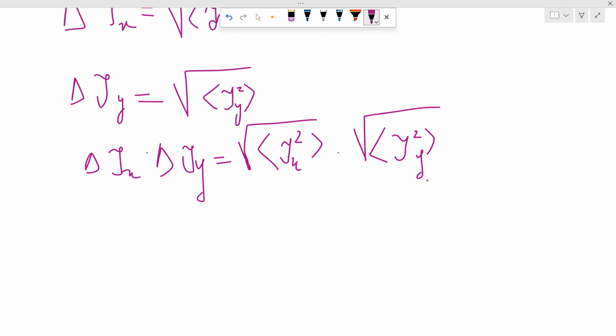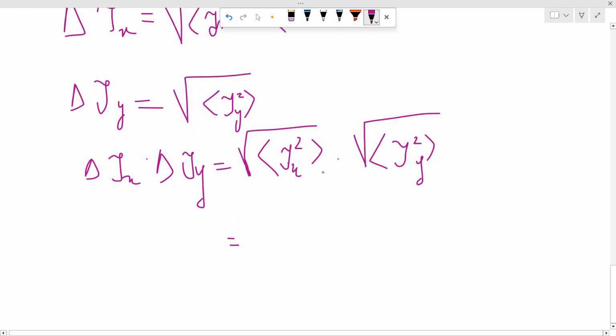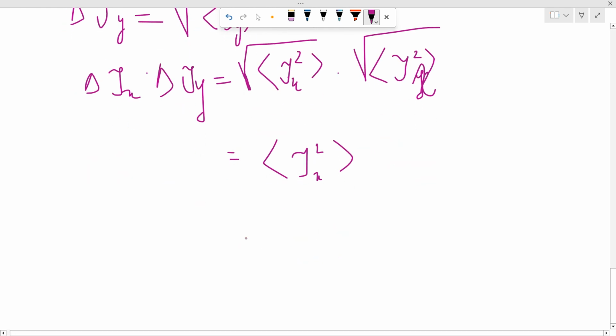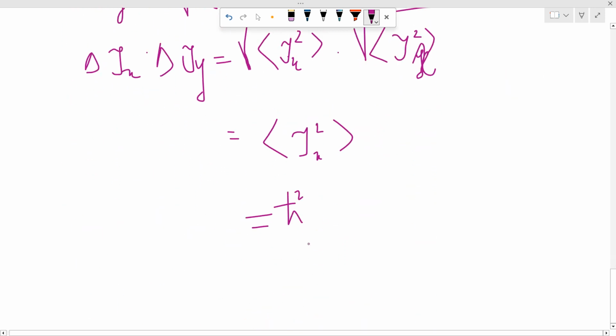Okay. So Jx square and Jy square are the same. So the root will go away. Like this is the same, so this also becomes Jx. So the whole answer will be what? Jx square expectation value. And this will be equal to how much? Whatever we got, ħ square by 2. You got this one. This is the answer: ħ square by 2.